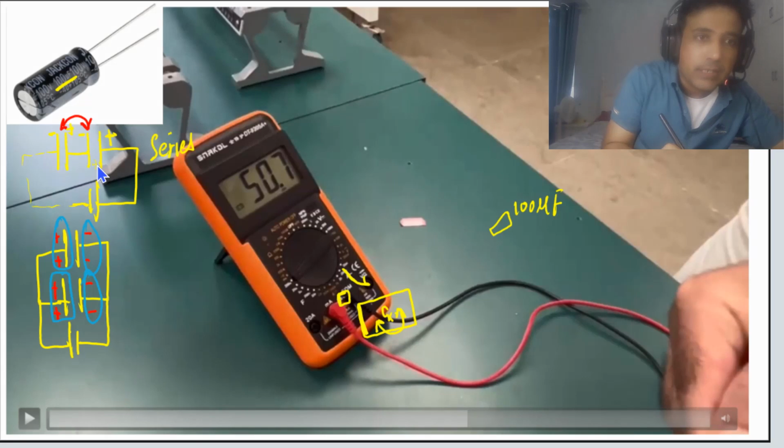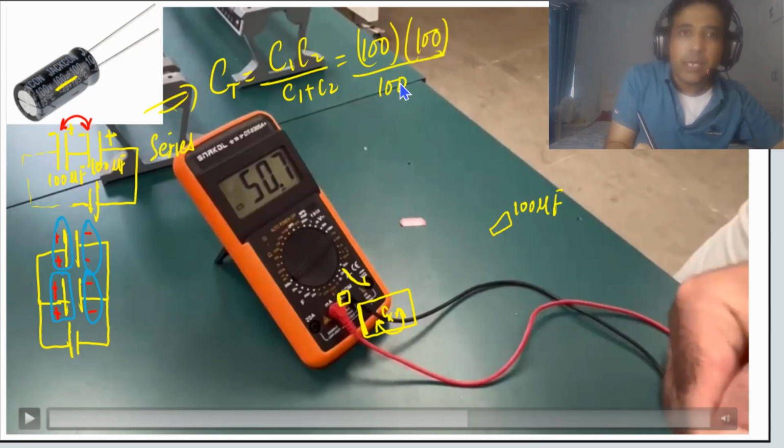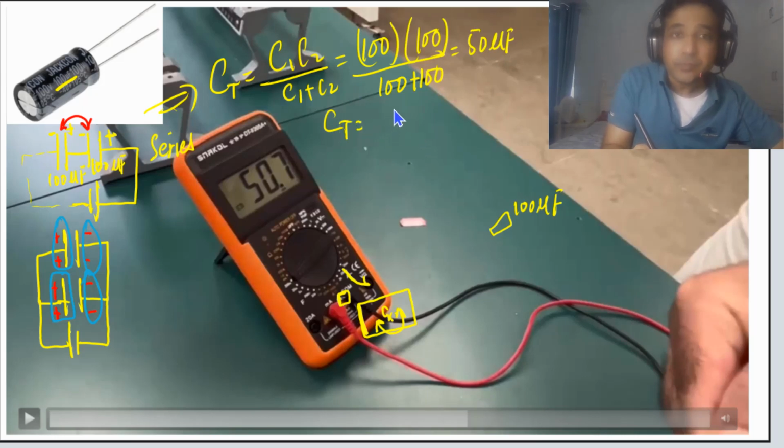So in this case, this is a 100 microfarad capacitor, and this is also a 100 microfarad capacitor. So what is the total capacitance? For this one, C total will be equal to C1 C2 divided by C1 plus C2. So in this case we have 100 microfarad multiplied by 100 microfarad divided by 100 plus 100. So we will get 50 microfarad. Or simply you can say C total in this case has to be equal to the capacitance of a single capacitor divided by the number of capacitors. So we have 100 microfarad divided by 2, so in this case you will get 50 microfarad.